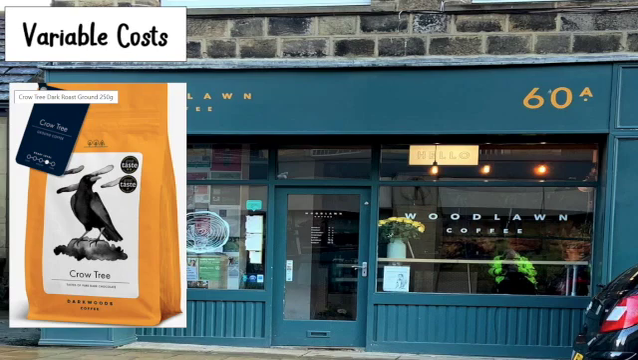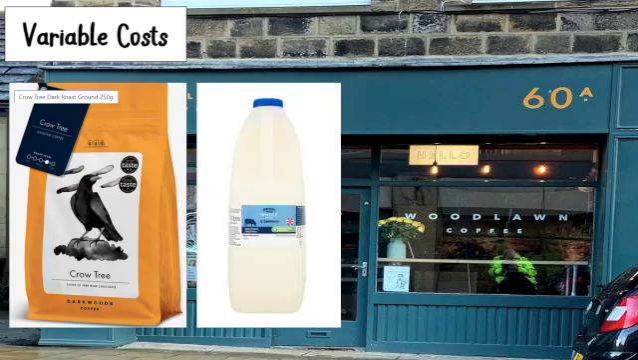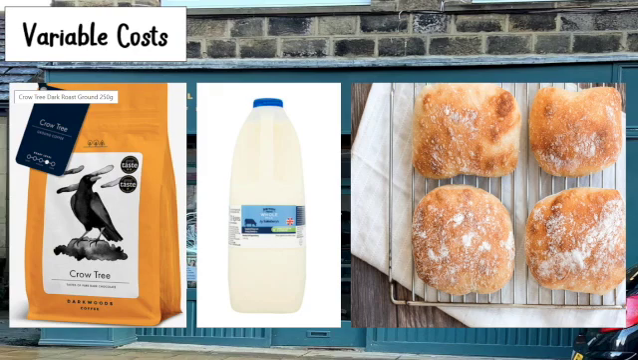So that's going to be a variable cost. They also need milk, because obviously, for example, their lattes, their flat whites, milk is a key ingredient. And for every coffee they sell, they're going to use more of that milk. So therefore, if they sell out of milk because they're selling so many coffees, they're going to have to buy more milk. And they also sell food to take away.